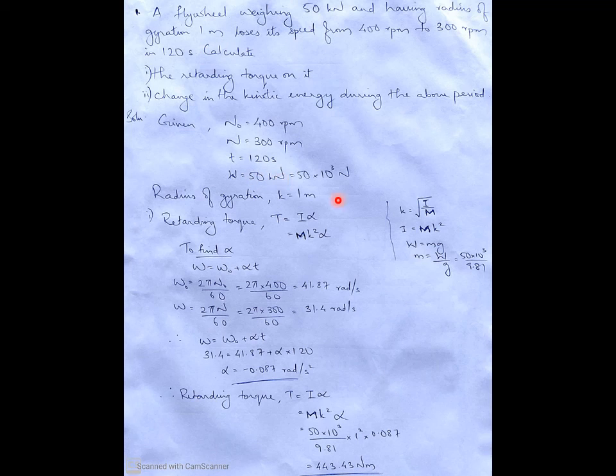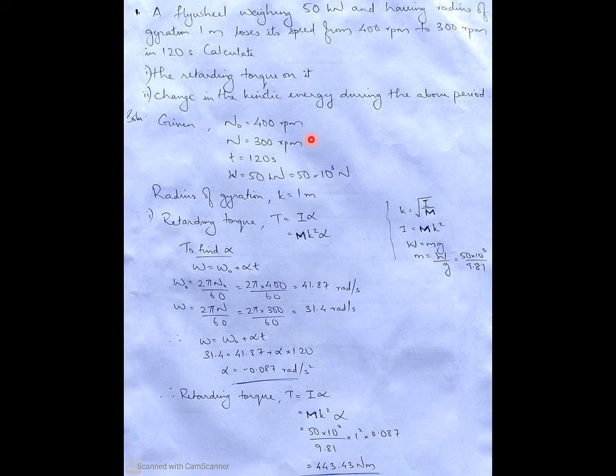Convert into Newton. Now to find alpha, we have the equation connecting all these things: omega equals omega 0 plus alpha t. In order to calculate omega 0, it is 2 pi n0 by 60. So 2 pi into n0, which is 400, by 60. You will be getting this answer. Similarly, omega is 2 pi n by 60. Here n is 300. So from that you will be getting the omega value.